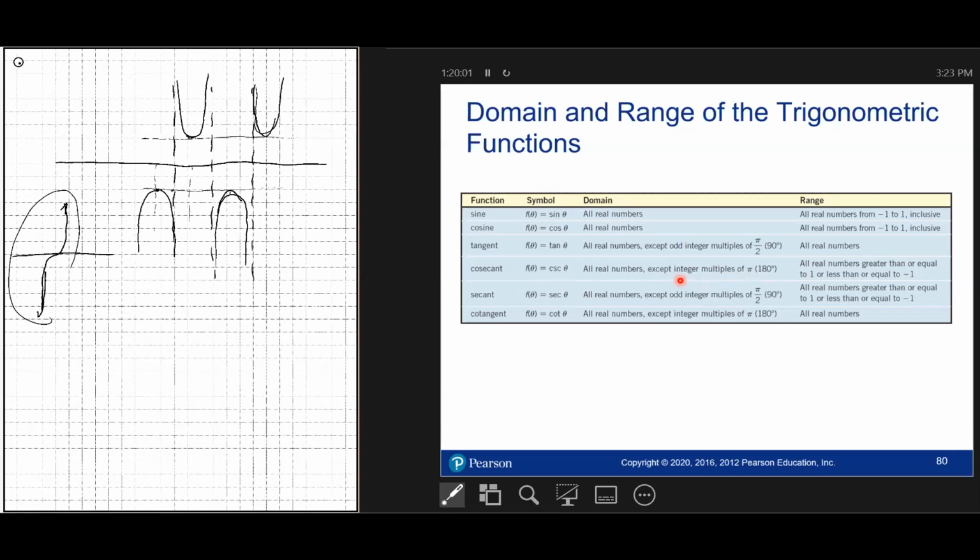Okay. And then secant is the same as tangent. And cotangent is the same as cosecant, except for the range. The ranges are different. The ranges are the same on tangent and cotangent, and the ranges are the same for cosecant and secant. So those relationships there are somewhat symmetrical, but not totally the same.